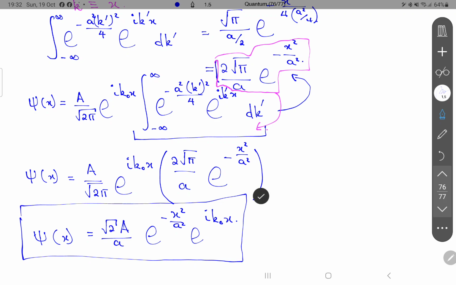So when we get the wave function, remember that we have to find this normalization factor. But we can calculate the probability density of the wave function. We calculate the probability density.